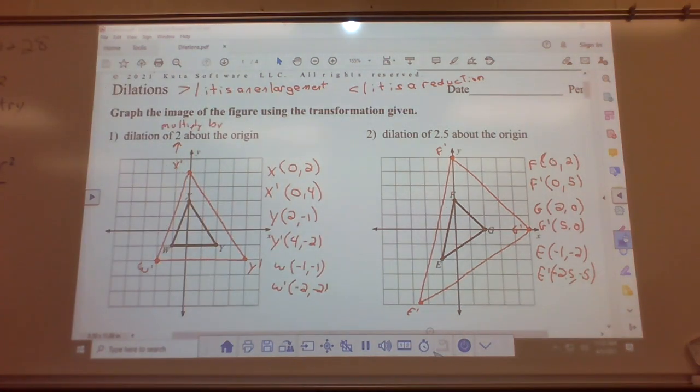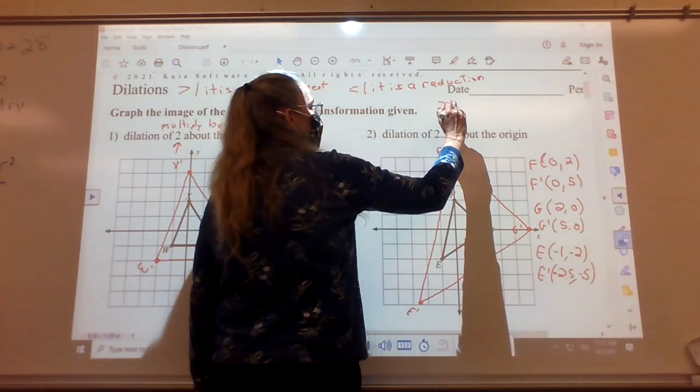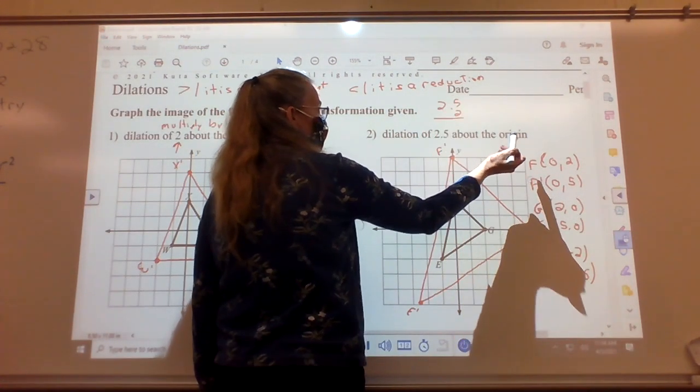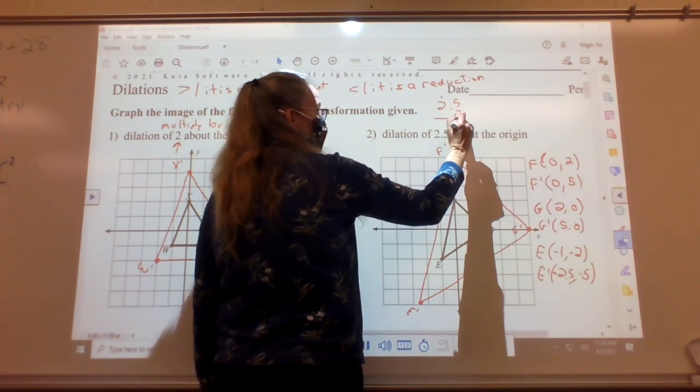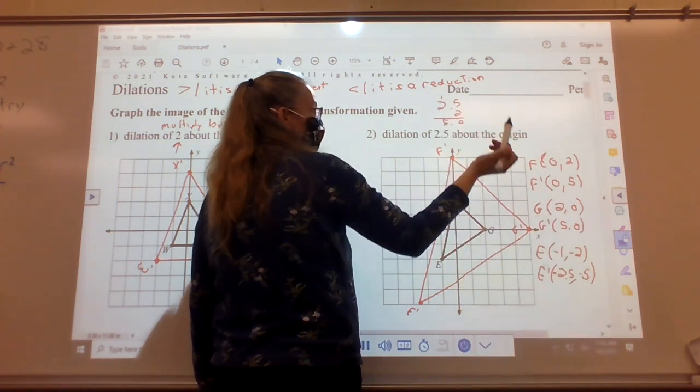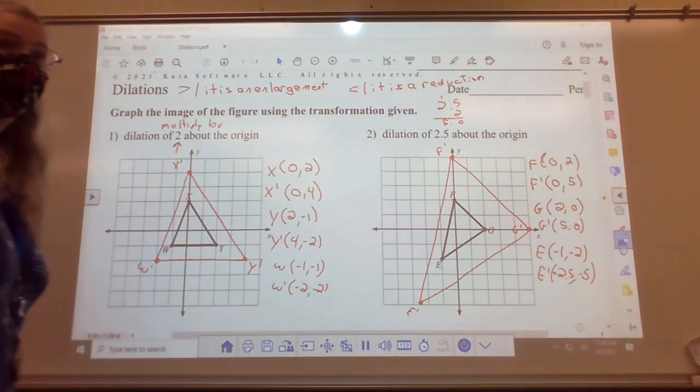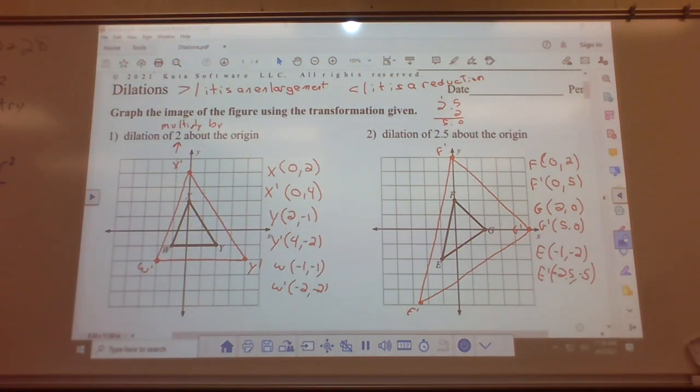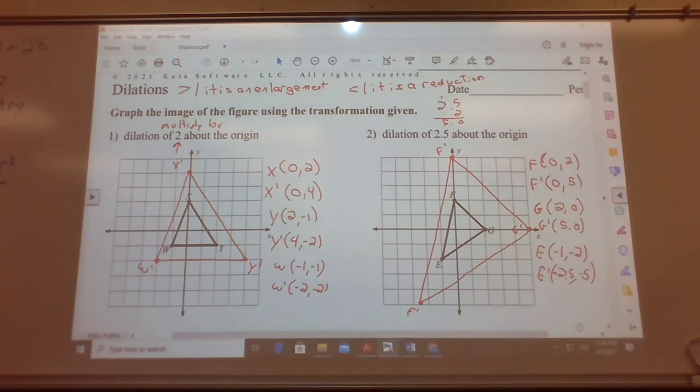Yes? How are you getting 5 from 2? Say it again. How are you getting 5 from times 2 or 2.5? So if I have 2.5 times 2, it means I'm doubling it. 2 times 2, 4, 5.0. So I'm doubling the 2.5. Or technically, I'm taking 2 times 2.5. Yeah, makes sense now. Other questions?